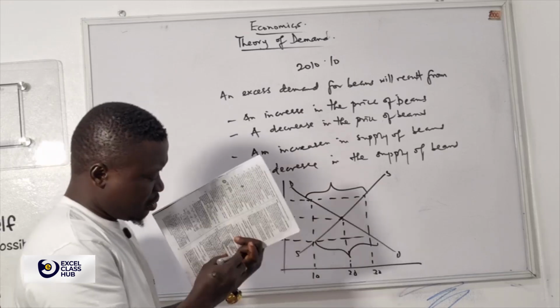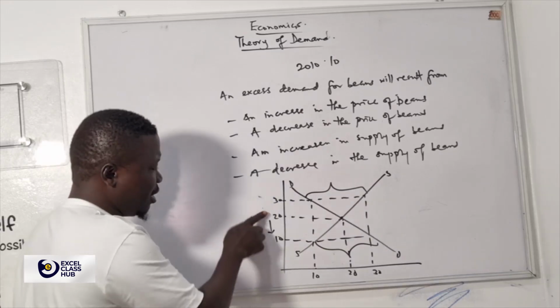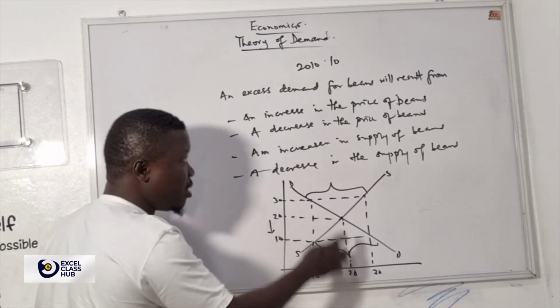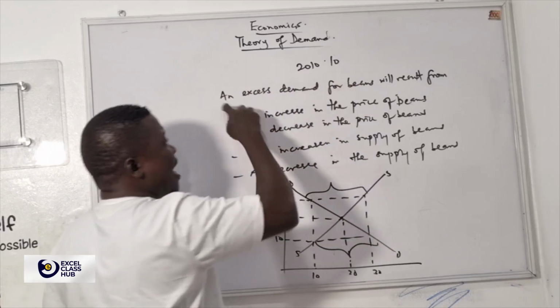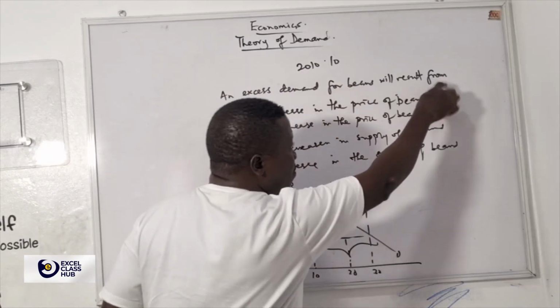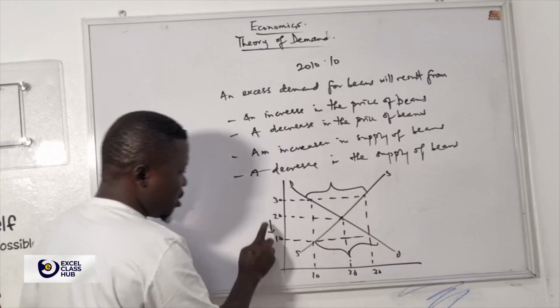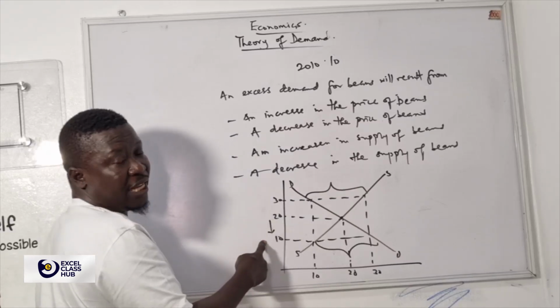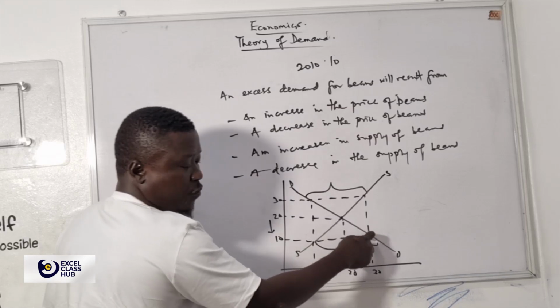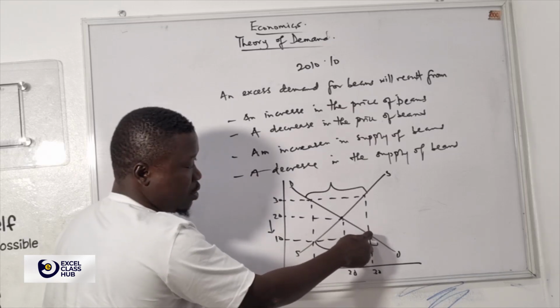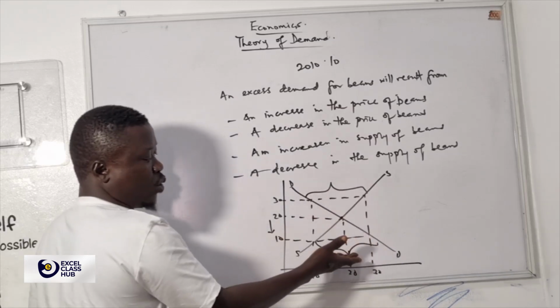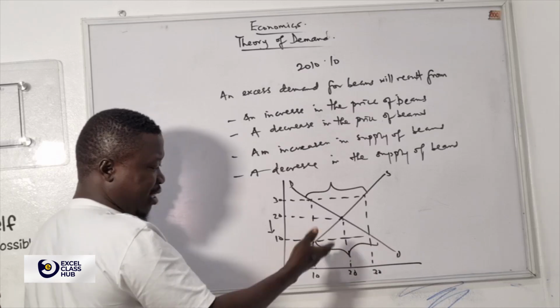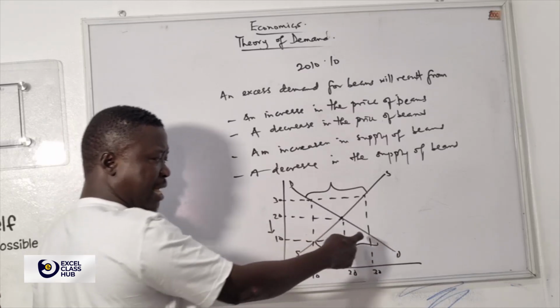You understand what I'm saying? This is the price at equilibrium. If there's excess demand, and excess demand for beans will result from what can cause excess demand? Automatically, the price was 20 before, coming down to 10. Look at the graph here. Excess of demand, because this other end is excess supply. What this one is, excess demand. What has happened that made the excess demand?